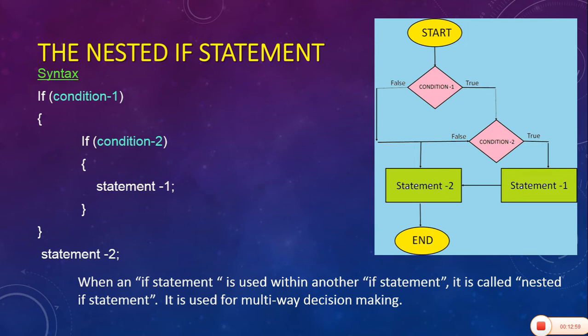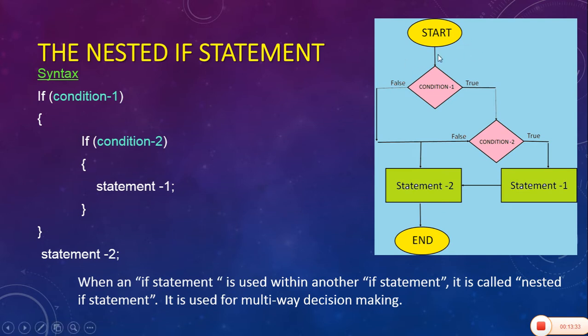Now consider another case. If condition number 1 is false, then all the statements inside this curly bracket will be ignored. Neither condition 2 will be checked, nor statement 1 will be executed. So in the case in which condition number 1 is false, only statement number 2 will be executed.